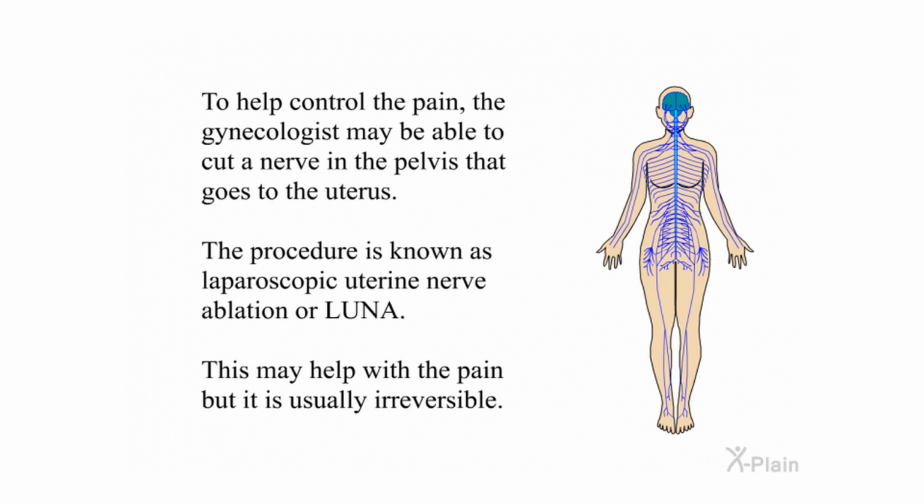To help control the pain, the gynecologist may be able to cut a nerve in the pelvis that goes to the uterus. The procedure is known as laparoscopic uterine nerve ablation, or LUNA. This may help with the pain, but it is usually irreversible.